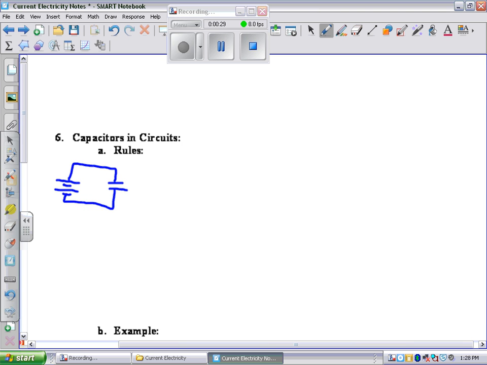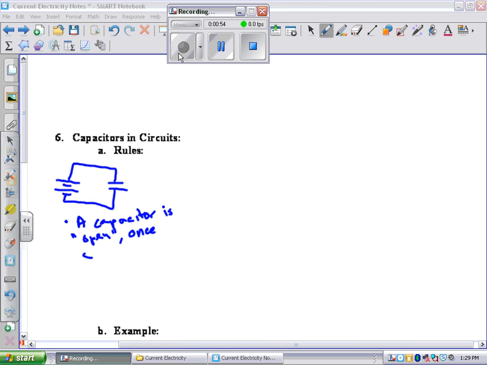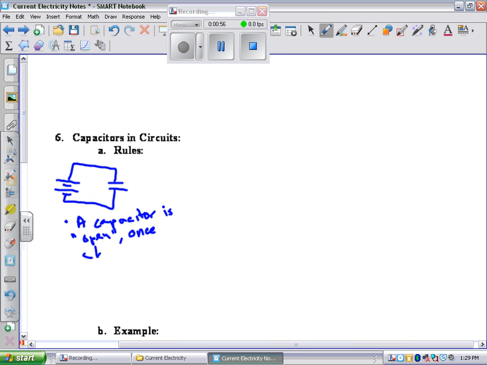Now there's one thing you're going to notice. This capacitor has a gap in it. It's an opening. So we're going to make note that a capacitor is open. So once they're charged, the current stops.